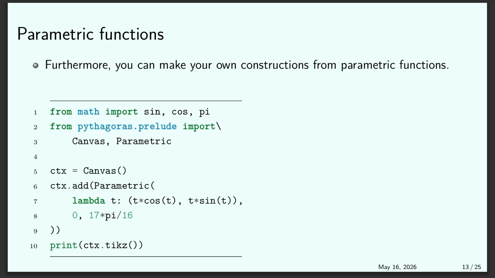So it's 0, and in this case 17 pi or 16, so it's a little bit more than pi, a little bit more than 180 degrees. And also you can provide a delta t. So how much do you want your t to increase? By default, it's initialized as whatever the length is divided by 100. So it's split into 100 different pieces.